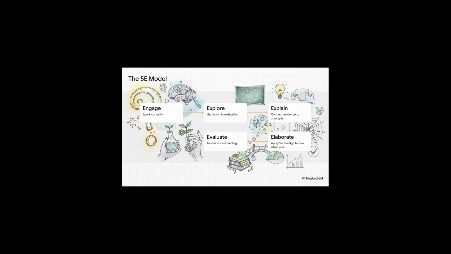And one of the best, most proven scaffolds out there is the 5E model. It's a simple, powerful cycle. First, you engage them, get them hooked with a cool question or a weird phenomenon. Then, you let them explore to get their hands dirty and mess around with it. Next comes the explain phase, where you help them connect what they found to the actual science concepts. After that, they elaborate, trying to apply what they learned to a new problem.